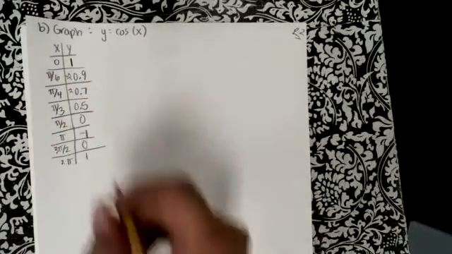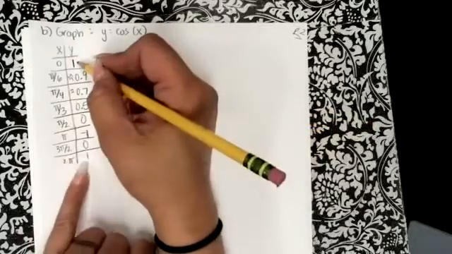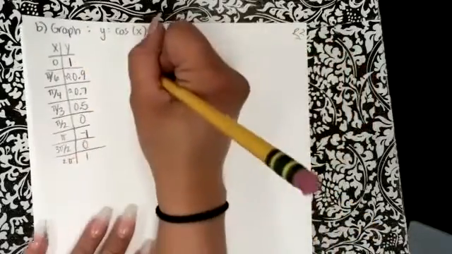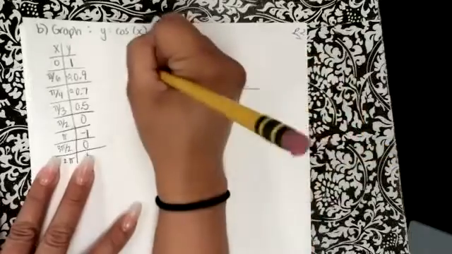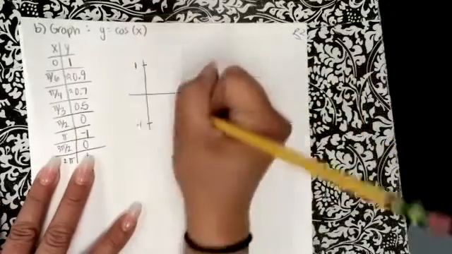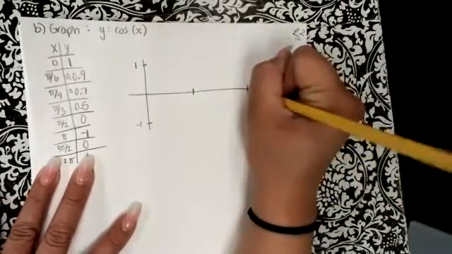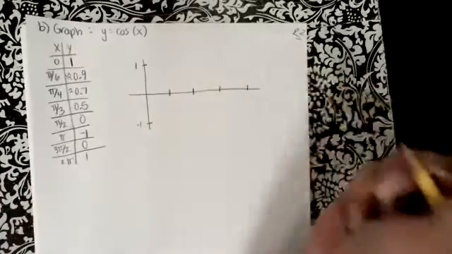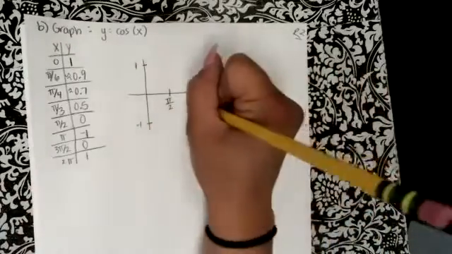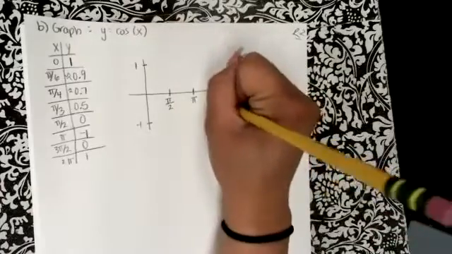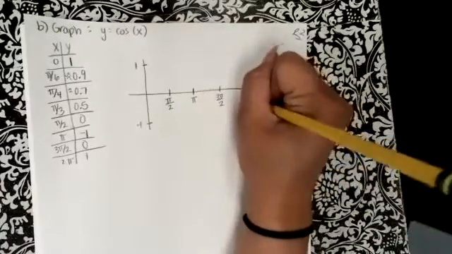I'm going to go ahead and graph this. And if you notice, the highest it's going to go to is positive 1. The lowest it's going to go to is negative 1. I'm going to go by pi halves: 1 pi half, 2 pi halves is pi, 3 pi halves, 4 pi halves is 2 pi.